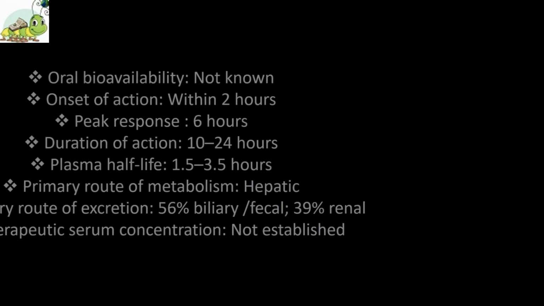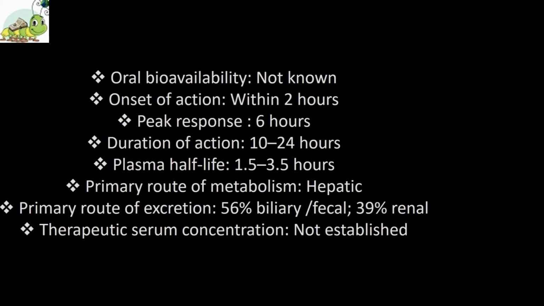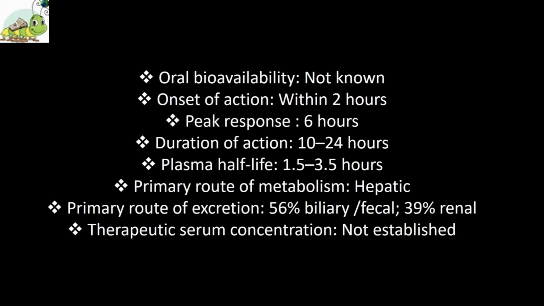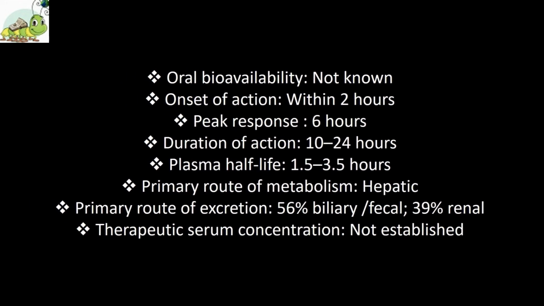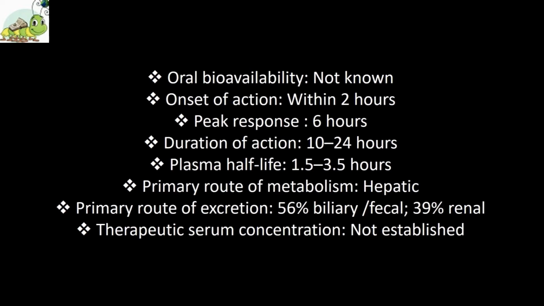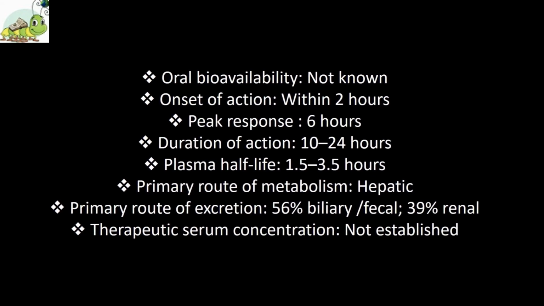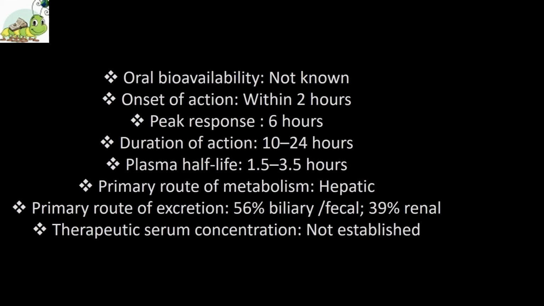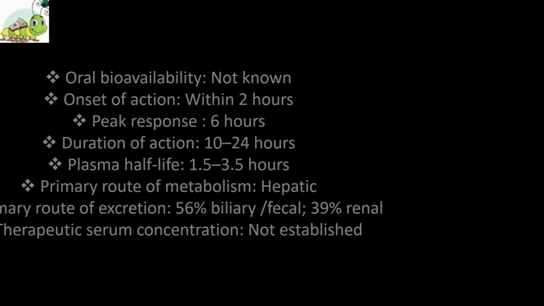The pharmacokinetics. The characteristics of morphine: oral bioavailability not known. Onset of action within 2 hours. Peak response 6 hours. Duration of action 10 to 24 hours. Plasma half-life 1.5 to 3.5 hours. Primary route of metabolism hepatic. Primary route of excretion 56% biliary or fecal, 39% renal. Therapeutic concentration serum not established.